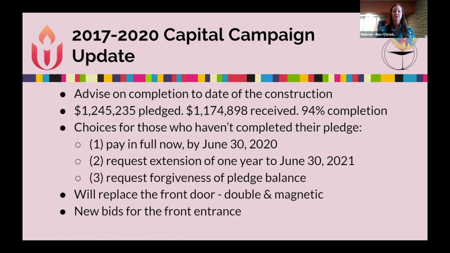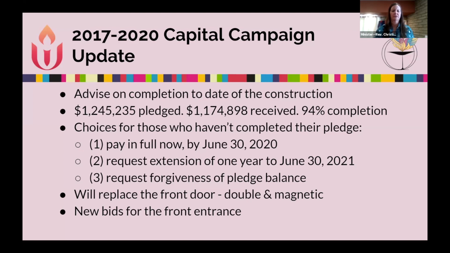You may request an extension of 1 year to June 30th of 2021, or you may request forgiveness of the pledge balance that you still have outstanding, because we know life has changed for a lot of people, not only in the last 3 years, but specifically in the last 6 months, 3 months, 2 months, all along the way. So if you would like to do that request, you may send a request to administrator@phoenixuu.org, which is Stephanie. You can send a request to me personally also. My email is in Realm.